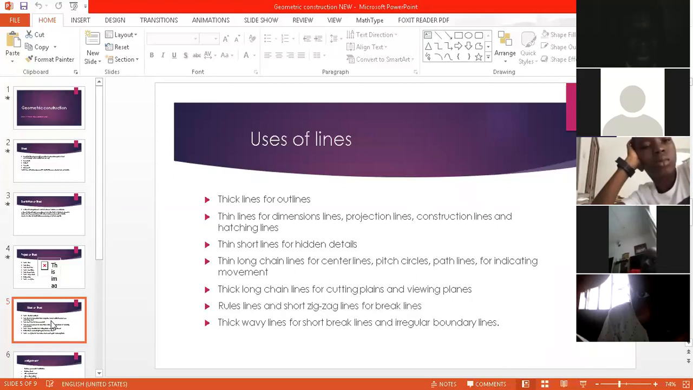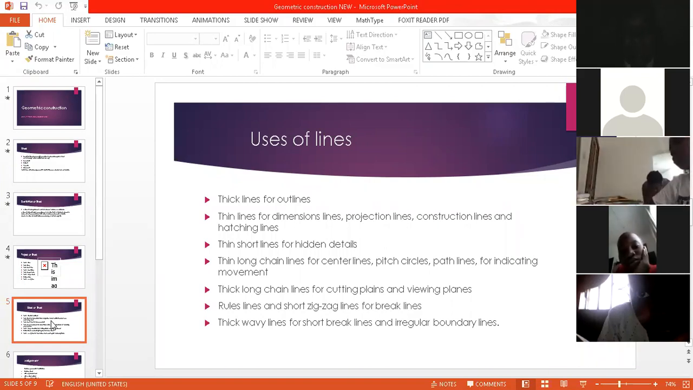Then thin short lines are used for hidden details. Then thin long chain lines are used for center lines, pitch lines, path lines, and for indicating movement.